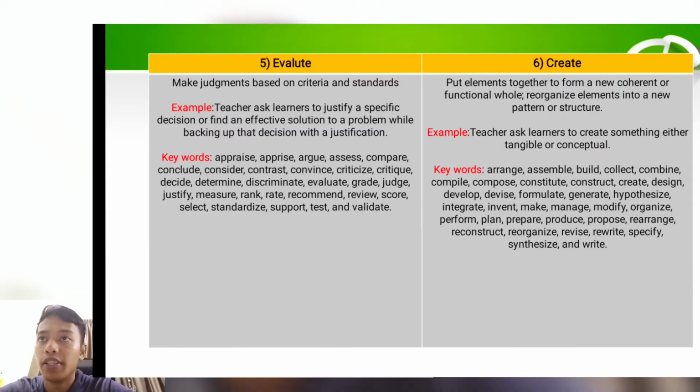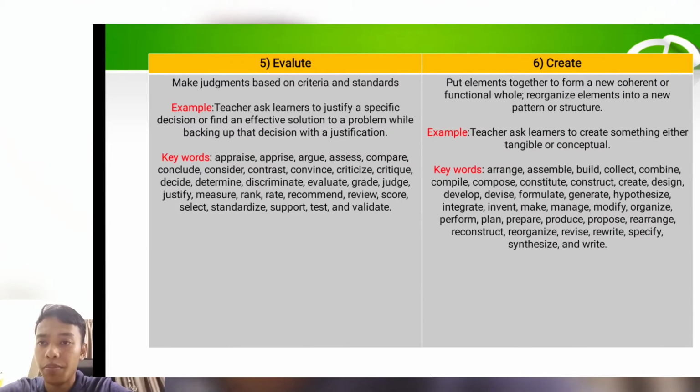Alright, the next one is evaluate, which is to make a judgment based on criteria and standards. For example, a teacher asks a learner to justify a specific decision or find an effective solution to a problem while backing up that decision with a justification.